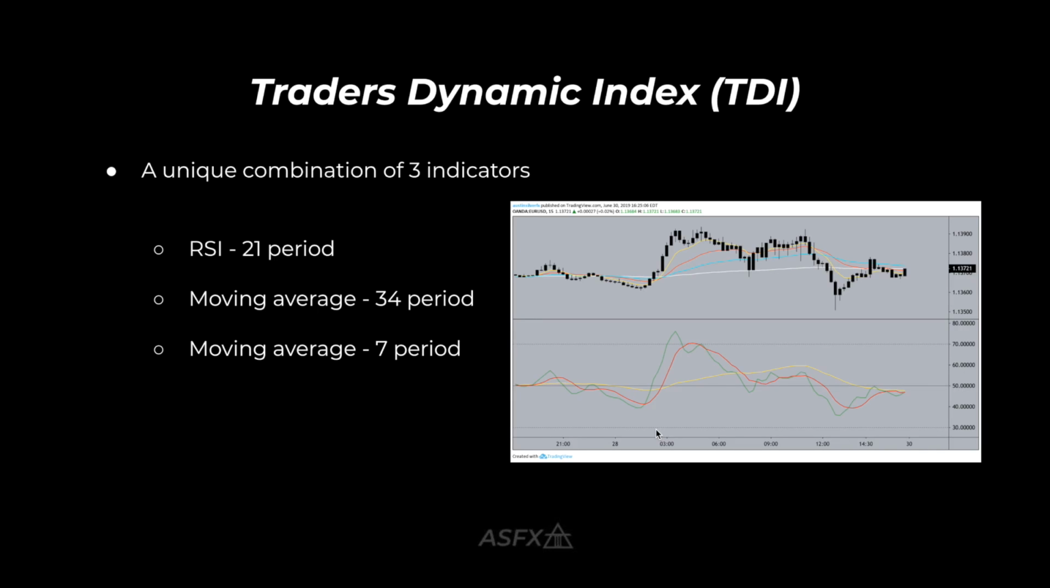TDI. The Trader's Dynamic Index is a combination of 3 unique indicators. It's an RSI with a 21 period applied to it, and it's also 2 moving averages with a 34 and 7 period average applied to that RSI. So those are the parameters when you're looking to put this indicator on your charts.